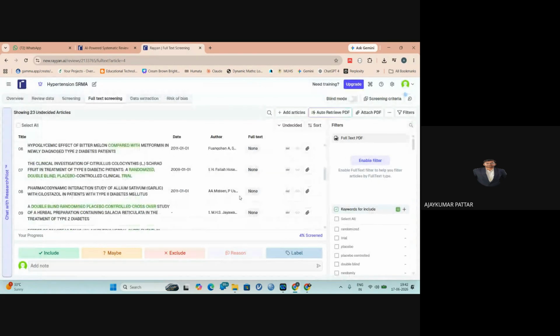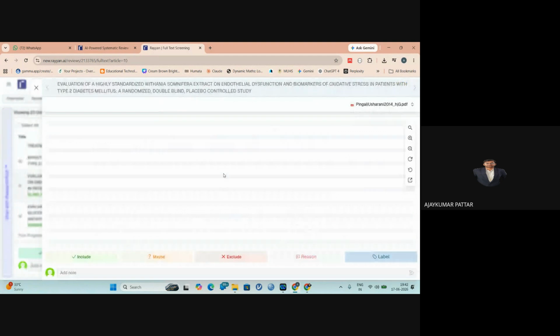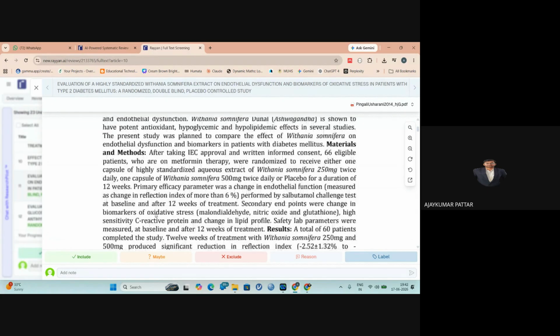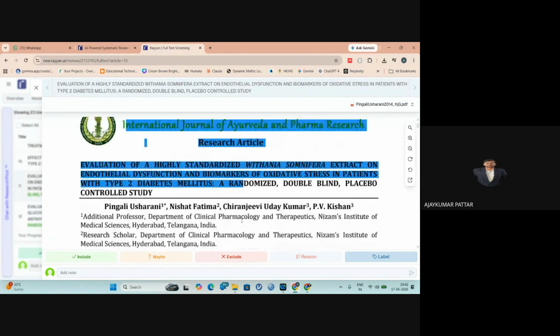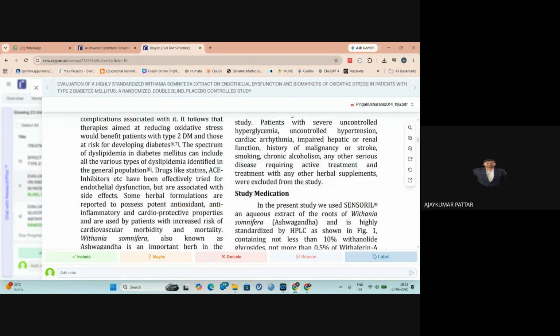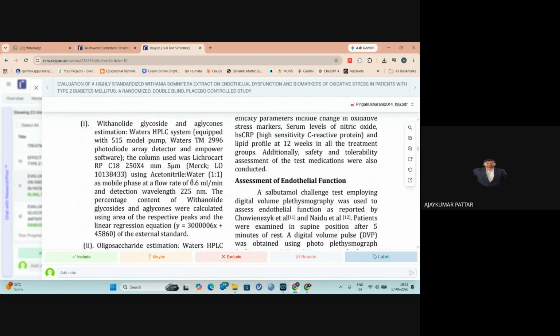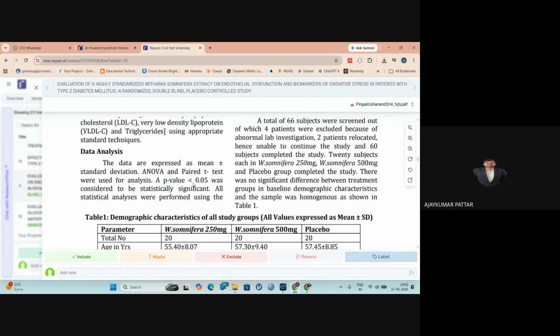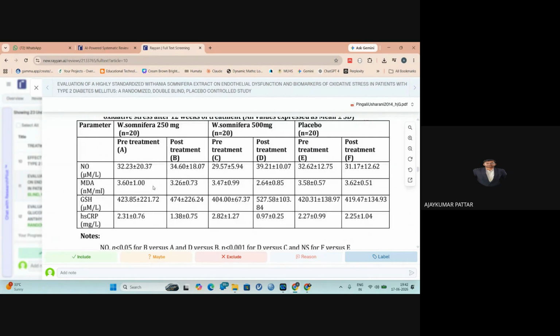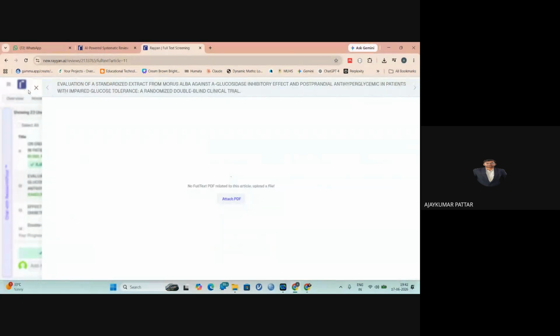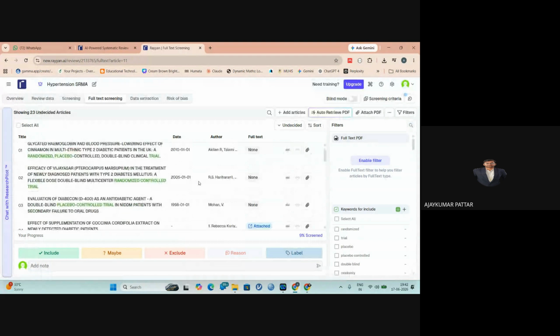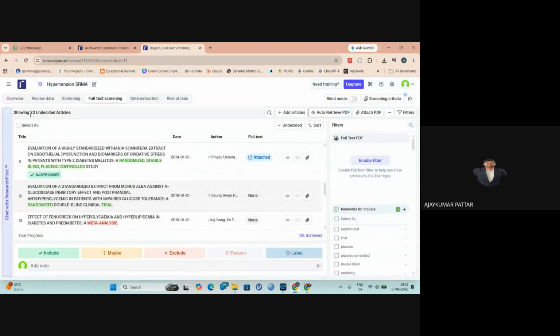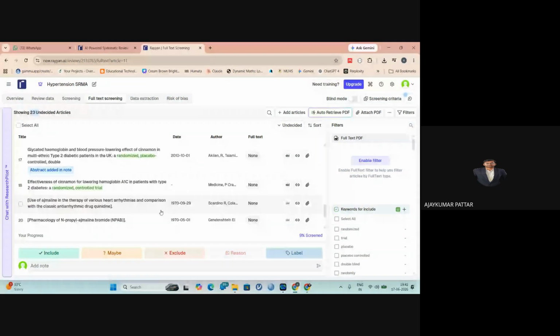Then for another paper I have attached, I will click here and it will open the PDF here only. It is taking some time. So the paper is open. I will go through this particular paper and check once again whether it is suitable for our study or not. Then we will take the decision, include, exclude, and other options. I will click include for demo purpose. Like this, for all the 23 articles we have to upload the PDF and take the decision.